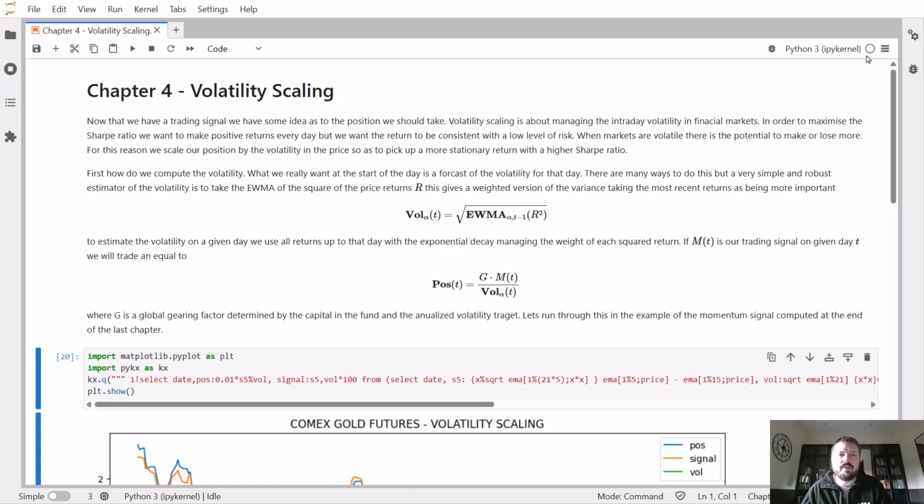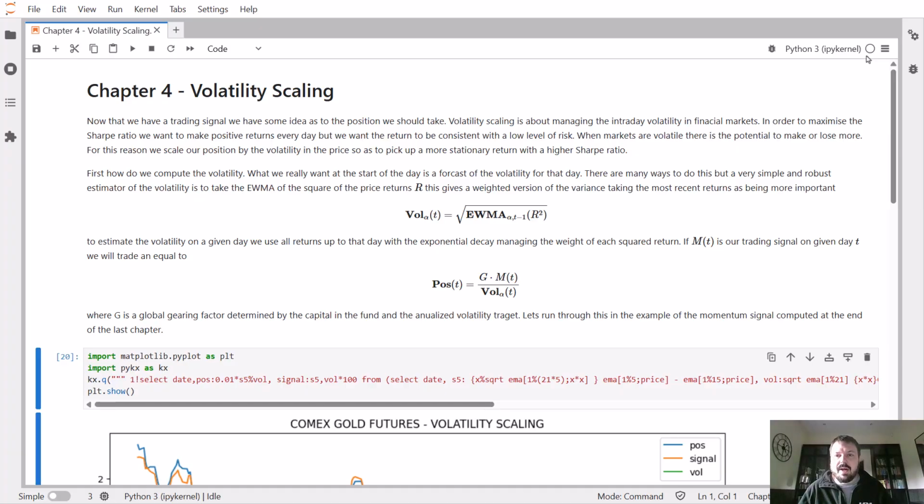Welcome to Chapter 4 on Volatility Scaling. In the last chapter on momentum trading, we saw how to build a simple trading strategy using time series momentum. Now that we have a trading signal, we'll have some idea as to the position we should take, for example, whether we should be long or short a given futures contract.